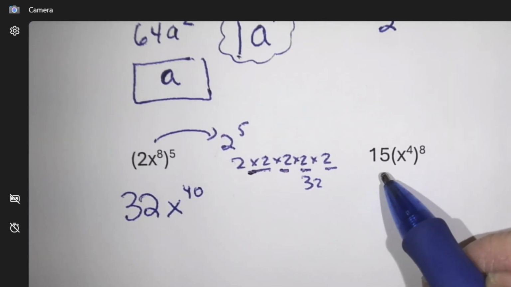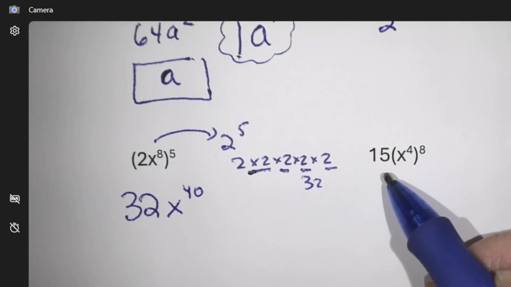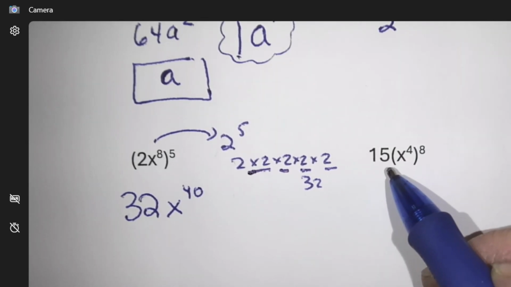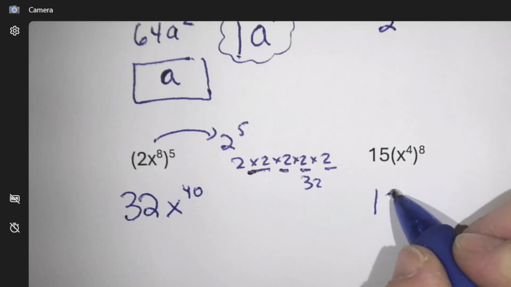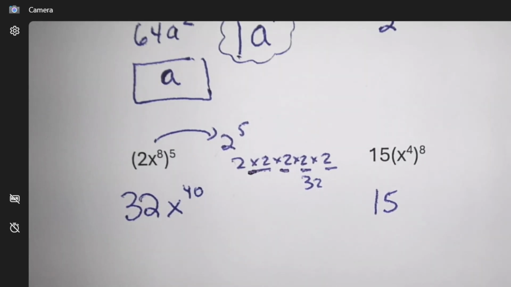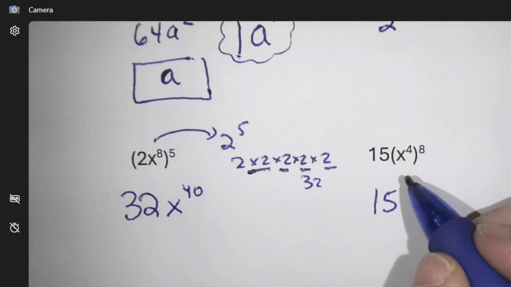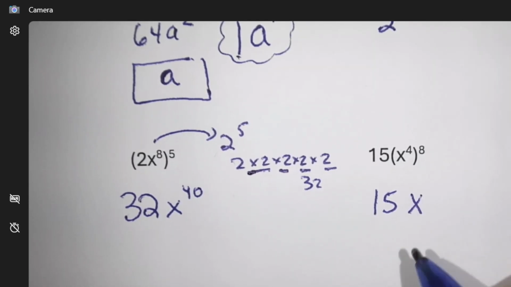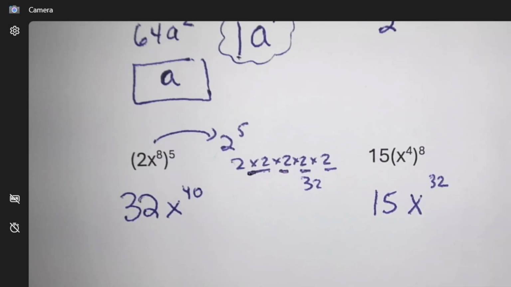Okay, this coefficient, is it involved or separated? Separated. So there's actually nothing to do to it. If it's separated, you don't have to do math to it. And then the exponents. X to the 32. Rules.